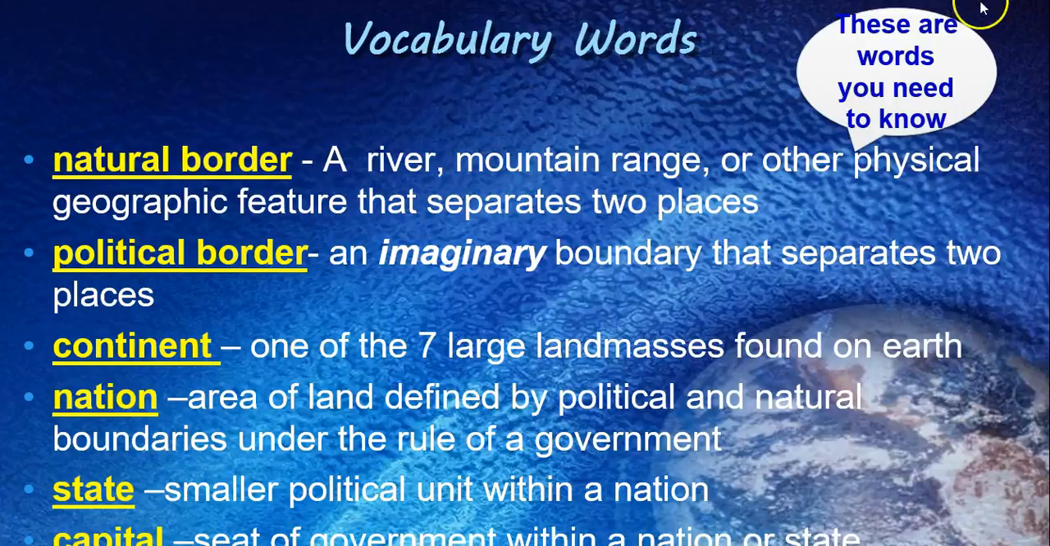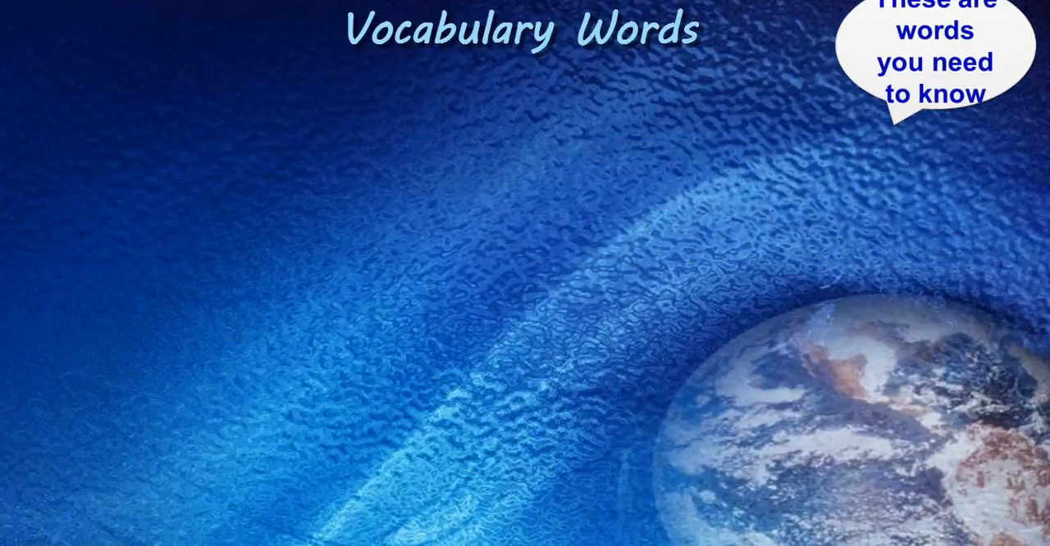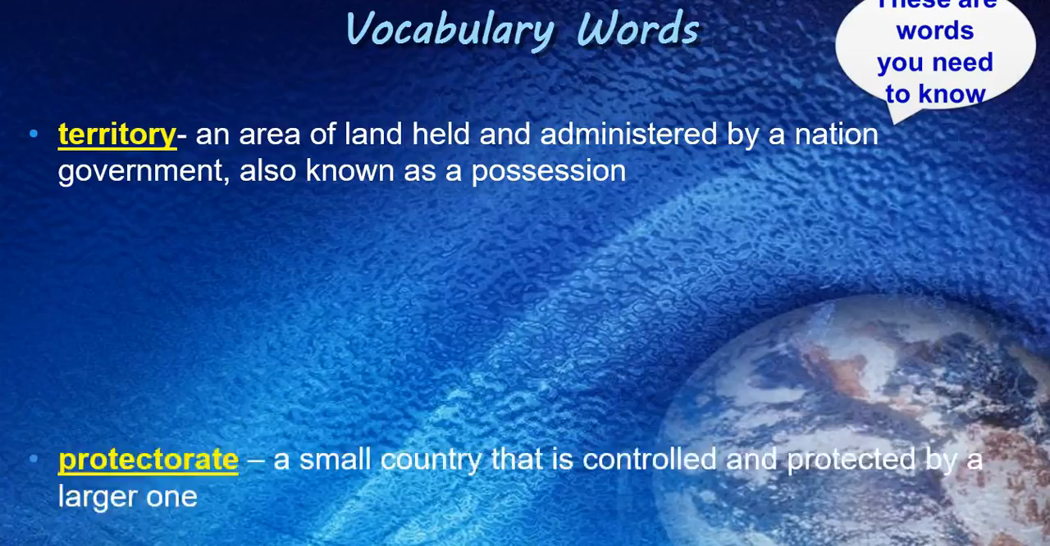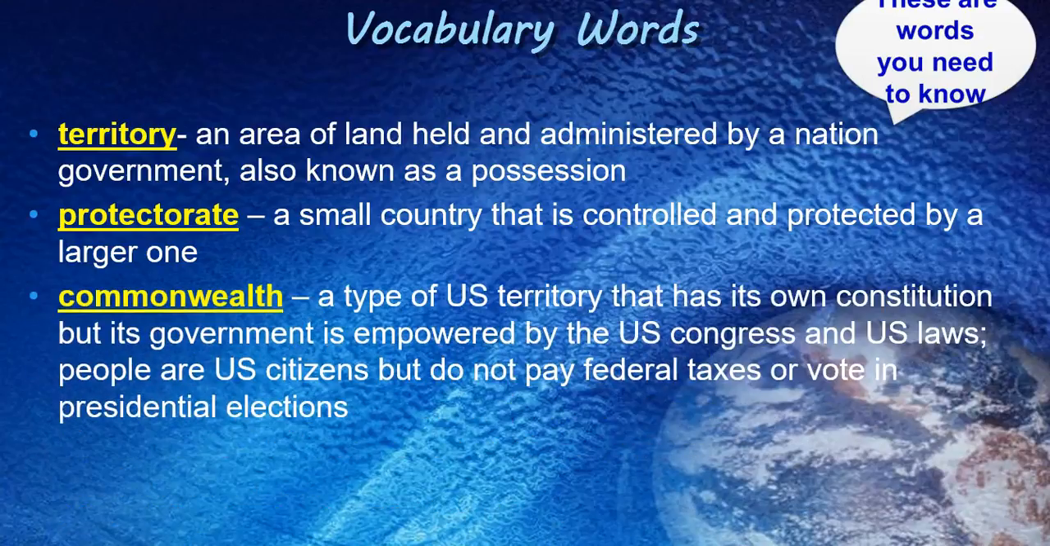And the next one is capital. A capital is a seat of government within a nation or state. Tallahassee is our capital. Then we have territory. A territory is an area of land held and administered by a nation's government, also known as possession. We have a lot of territories out there, a lot of islands. Protectorate, a small country that's controlled and protected by a larger one. We also protect a lot of countries. Some other countries try to hurt small countries and we protect them.